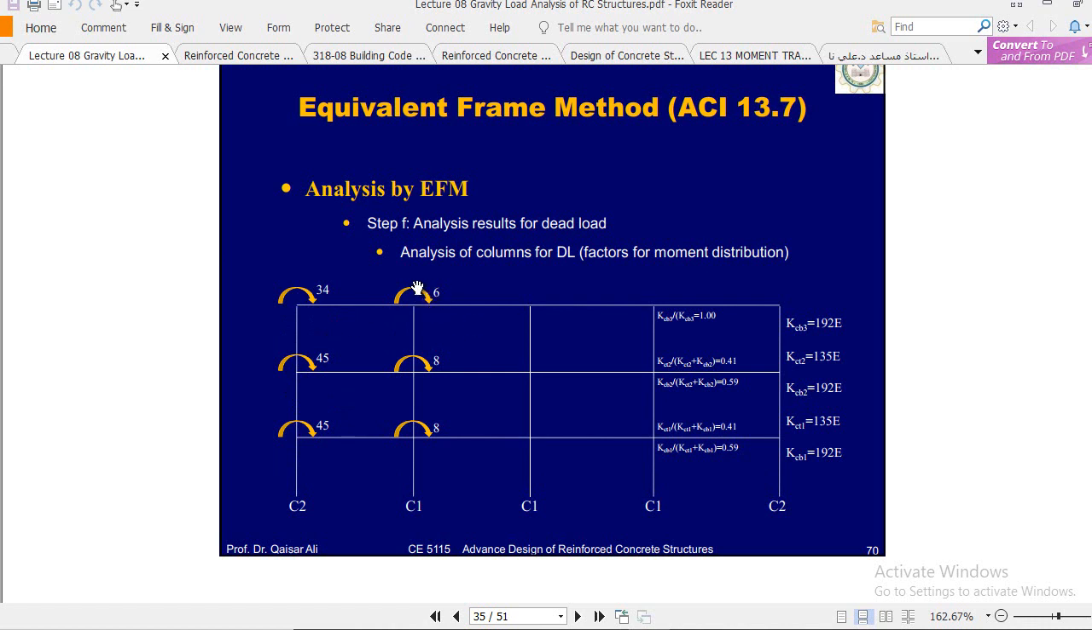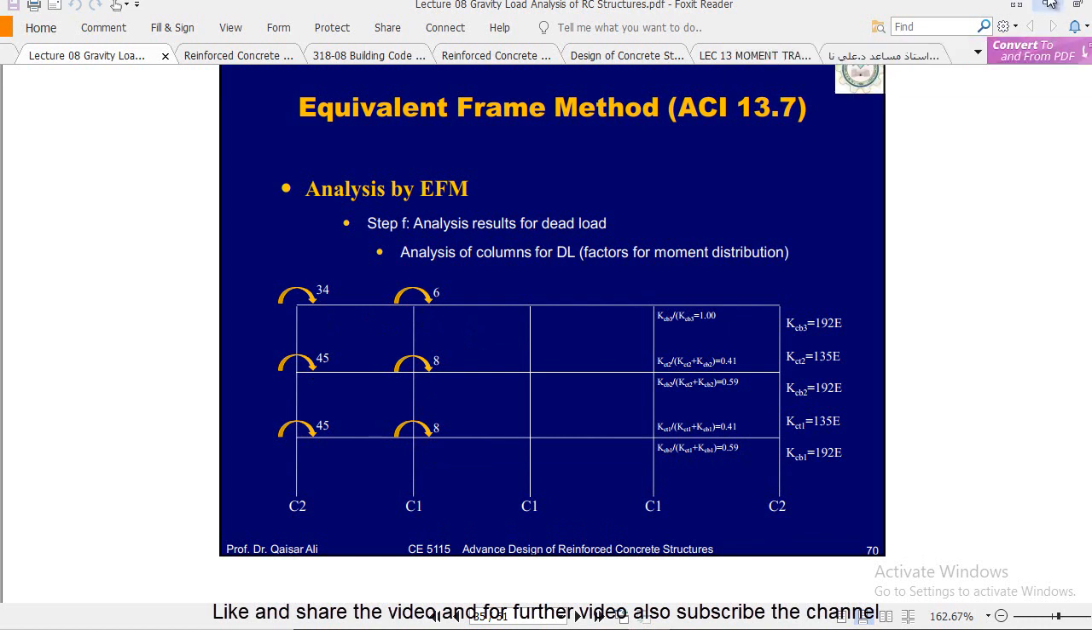These moments are due to vertical, or gravity, loading: dead loads and live loads. Sometimes we have lateral loads, which may be wind load or earthquake load. They cause very huge unbalanced moment, dominant on the outer columns, the edge columns, and lesser on the interior columns. But in that case these moments are dominant.